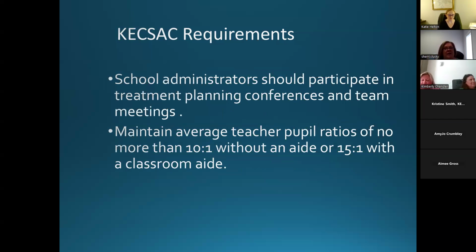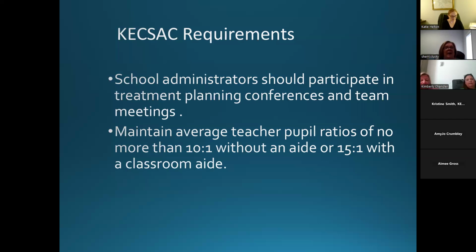Again, talking about requirements. When possible, the school administrator should participate in the treatment planning conference and the team meetings. Sometimes the school administrator designates someone else to be in on the treatment team meetings, but it's always a great idea if your school personnel and your treatment team personnel work together for the good of the student and talk about, let's make a plan for this student. So when possible, it should be the school administrator. If not, make sure you have somebody designated to sit in on those treatment conferences and team meetings.